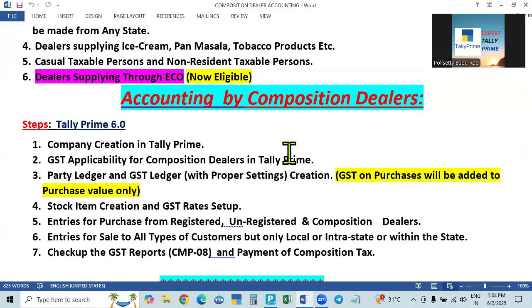That is why, even though we are debiting the CGST, SGST, IGST, whichever applies to the purchase, it will be added to the purchase price. That means in the GST ledger, there will be no amount. So we are debiting the GST ledger, but it will be added to the purchase price. The purchase price will show more.